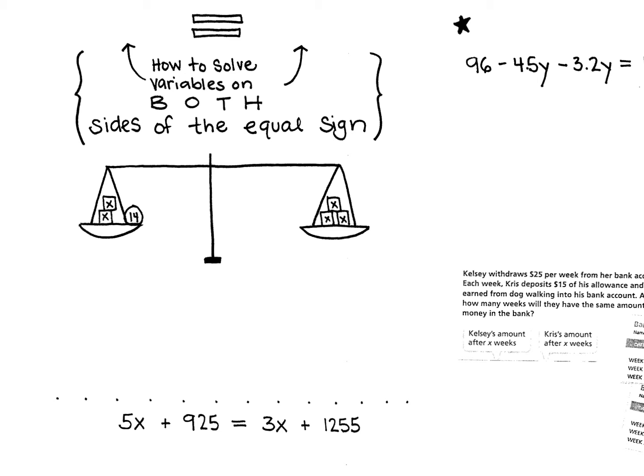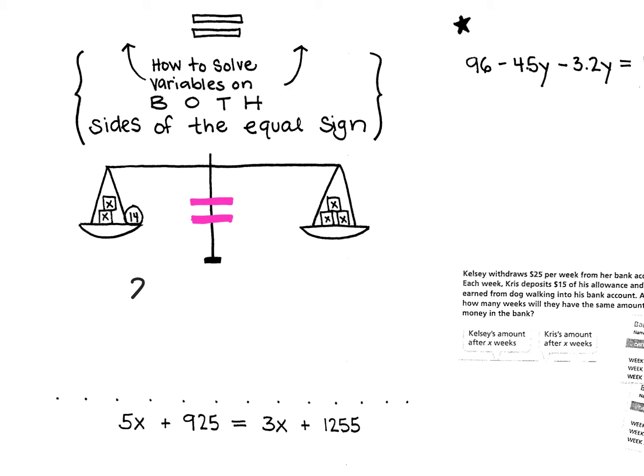This lesson is going to focus on how to solve equations when there's variables on both sides of that equal sign. We have our balance scale right here. We know that when there's an equal sign, it means that the two sides are balanced. So if we want to write this in algebraic form, I'm going to look here at the left-hand pan, and I have two x's and a 14.